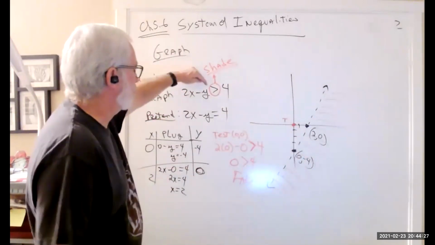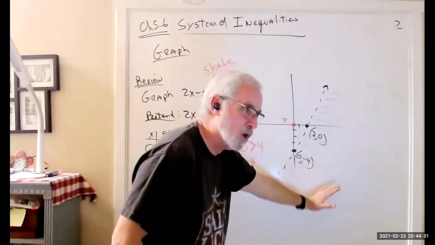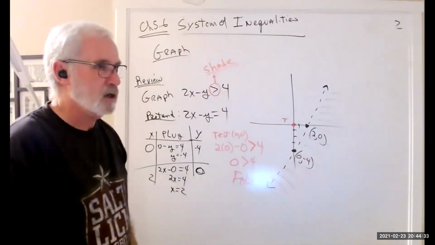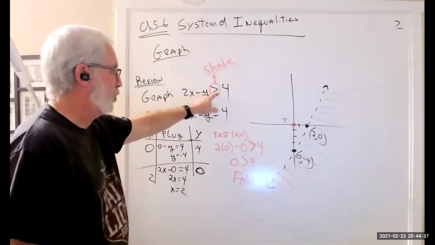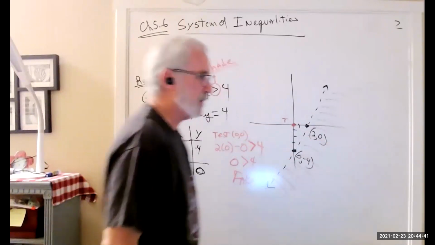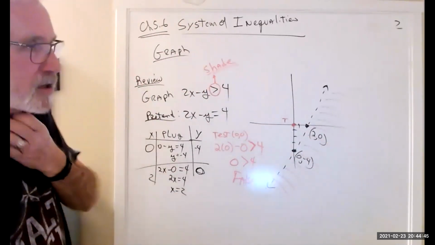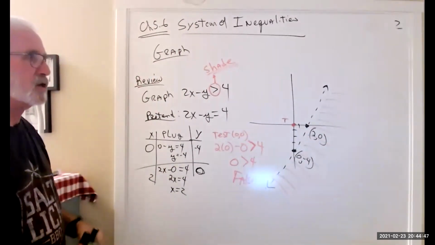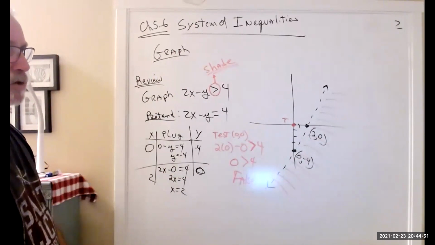Notice something. The original problem was greater than, but we shaded below. So that test point is important. You can't always assume greater than means above. A test point will always give you the right answer. All right, that's review. Now I've got to erase. Any questions before I erase and show you the new stuff? Because that was chapter 4.